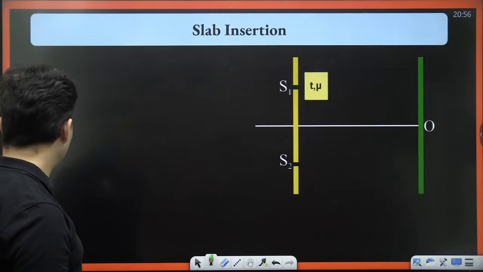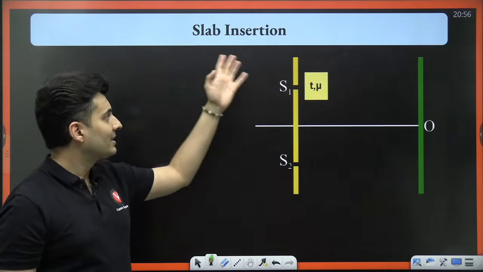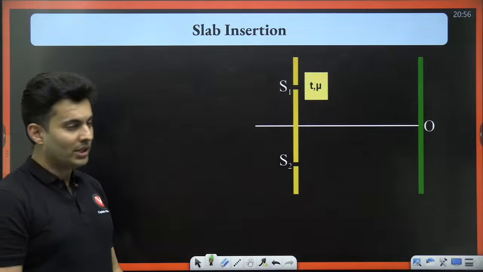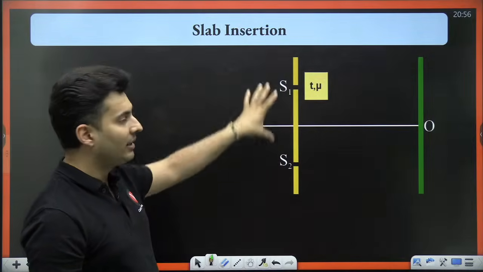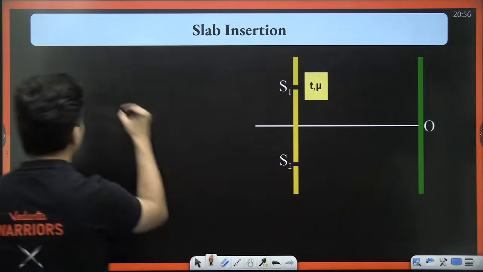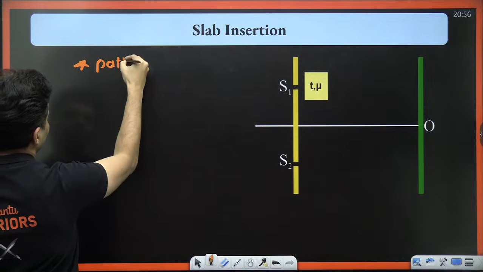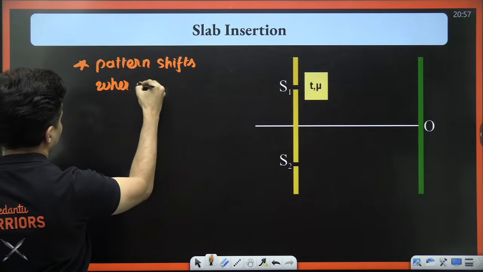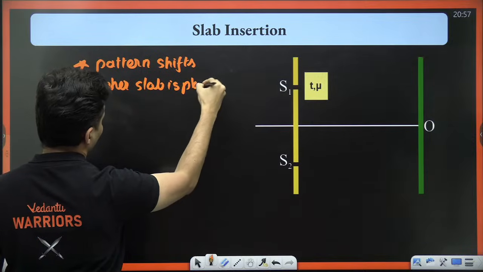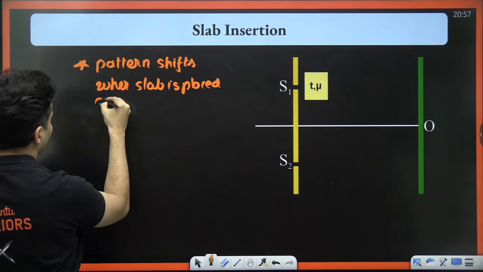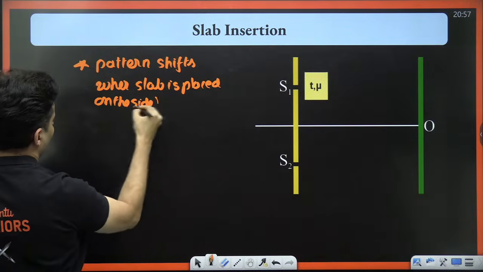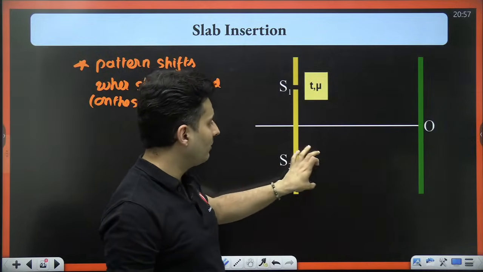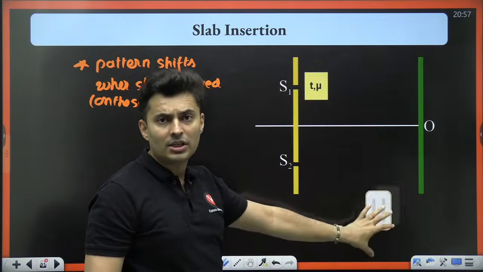Okay. So moving on, the next variation is where you have a slab which is put in between. Now when you put a slab in front of one of the slits, then the pattern shifts. The pattern shifts to the side where the slab is placed. So if your slab is here, the pattern will shift on the top. If you place the slab in front of the other slit over here, the pattern will shift below.